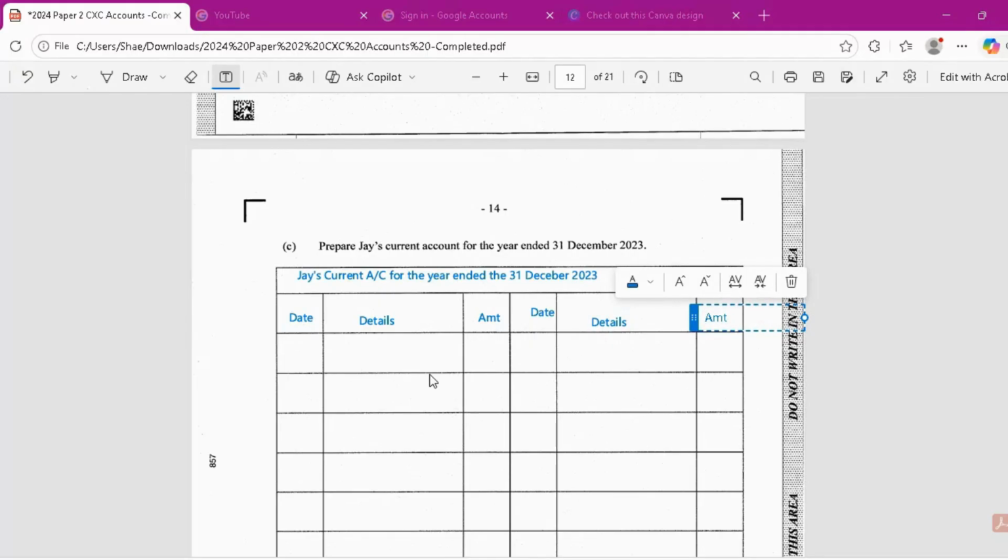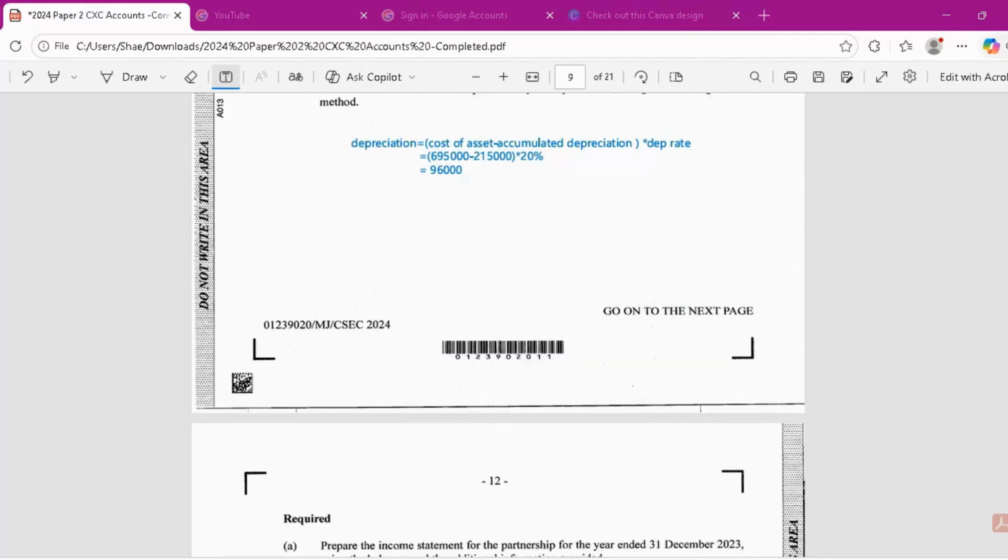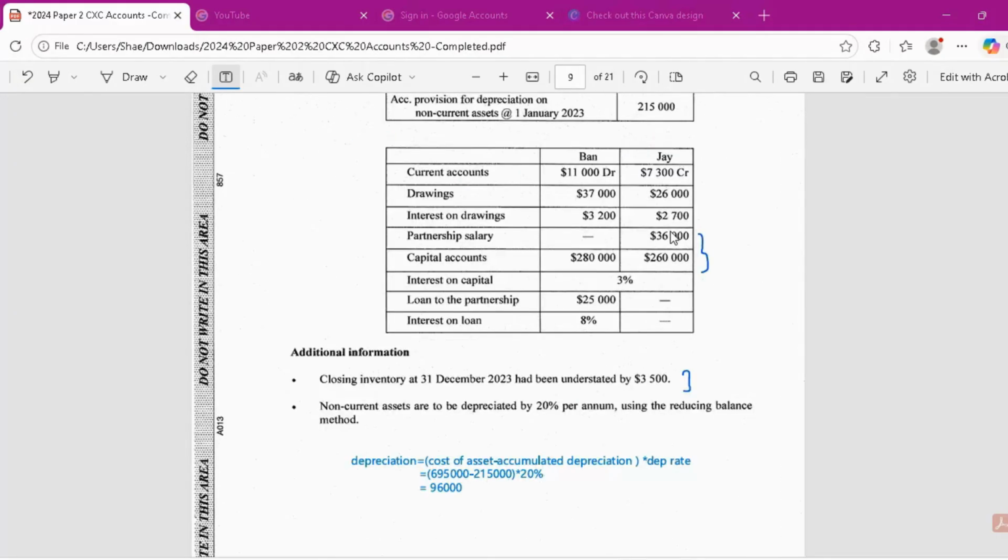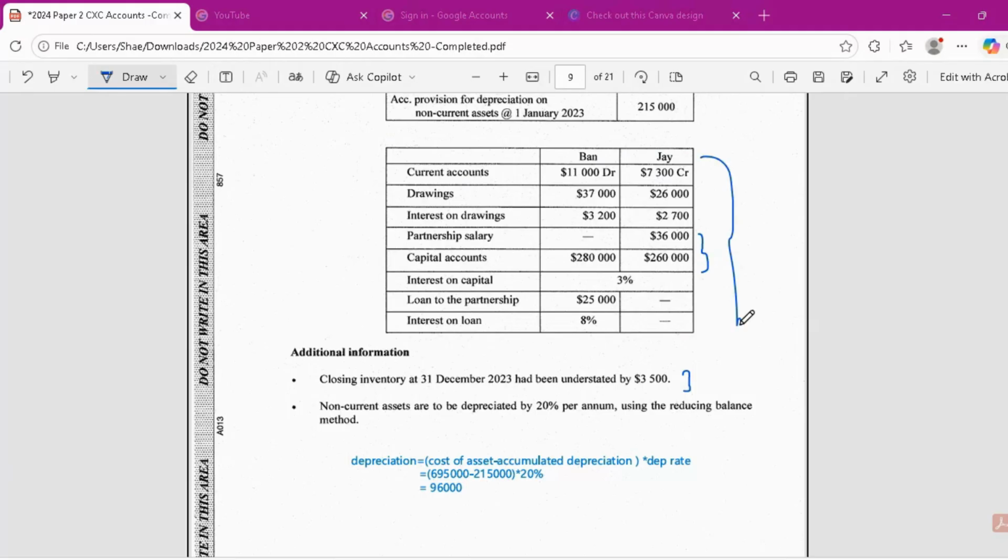Alright, so remember that we're going to be picking up all the items that will affect your capital. So I want you to just make note of this so that we don't have to come back here. So current accounts, they had balances, so we're going to pick up the balances. Drawings of 37,000 for Ban, 26,000 for J, all of this. So make note of this part so that when we go down there, we don't have to come back up.